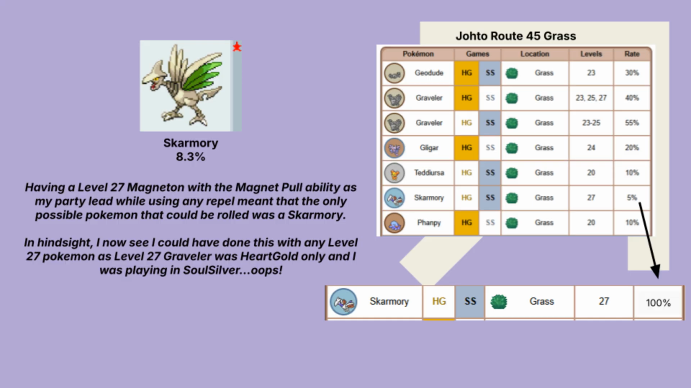Combine that with my random Magneton also being a certain level and using Repel, I would guarantee that the only wild encounter was a Skarmory. I was able to go well under the odds here at less than 10%.